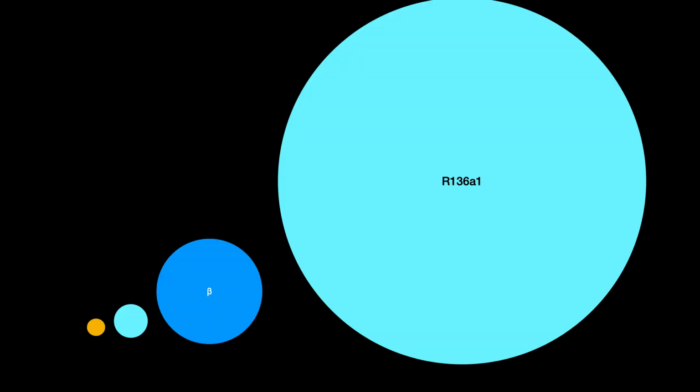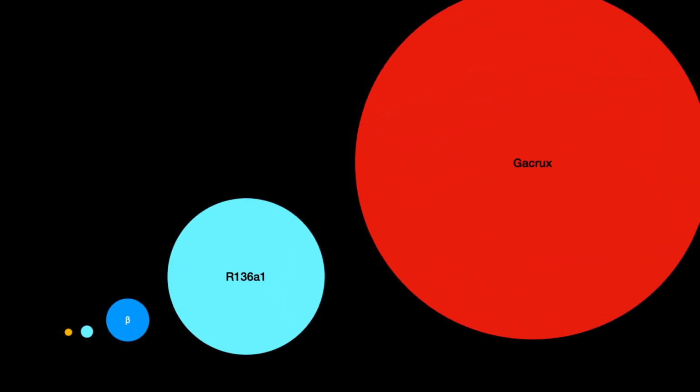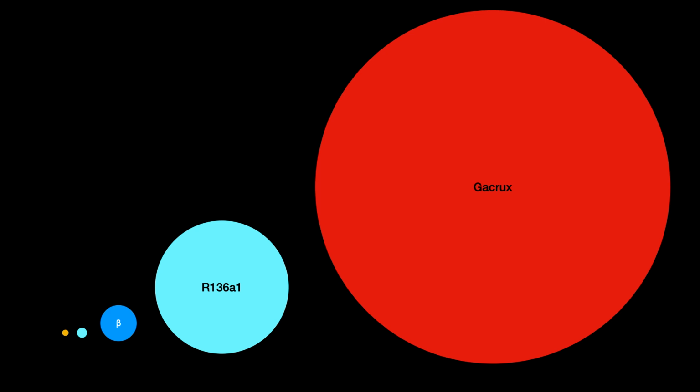So here's our diagram again. Let's go to Gacrux. Gacrux is about this big, and if you think that's impressive, let's look at our sun in the future. Gacrux is about 84 times the sun's radius, even though it's only about 1.3 times the mass of the sun.